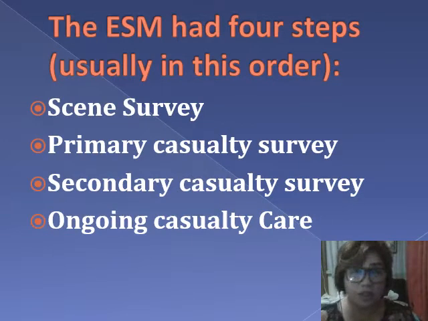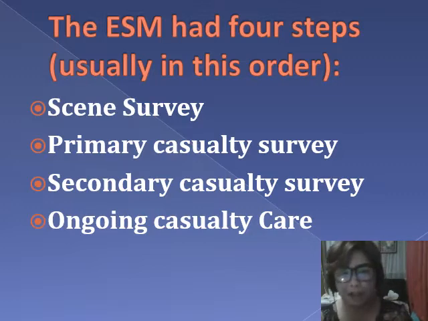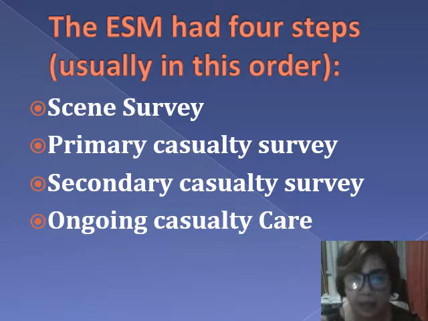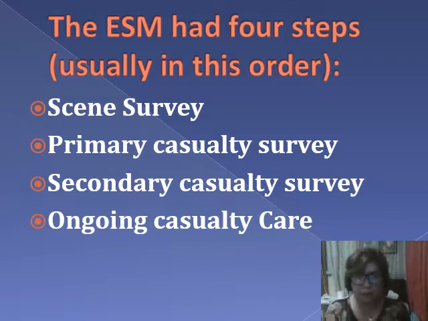Okay, so these are now the 4 steps of ESM. So this is usually done in order. Dili pwede that you will be skipping one step and then you'll move on to the next. No, this should be done step by step. Okay, so first is the scene survey, followed by the primary casualty survey, and then the secondary survey, and the ongoing casualty care. So when we talk of scene survey, so we are actually following the mnemonics SETUP.